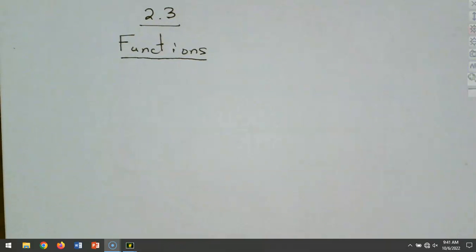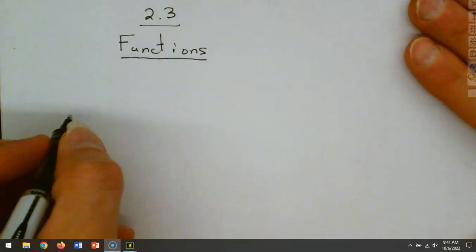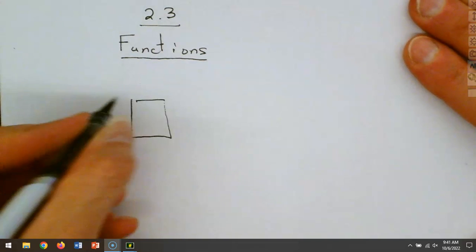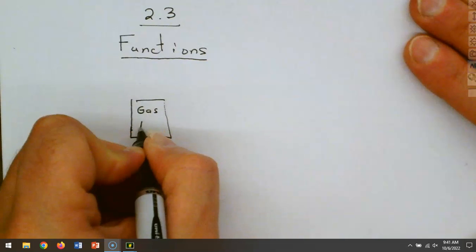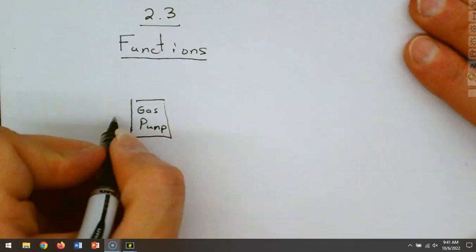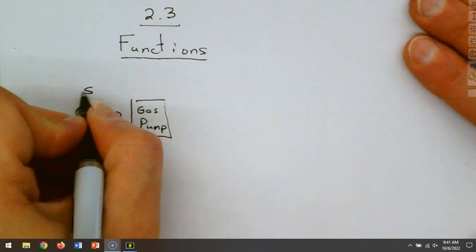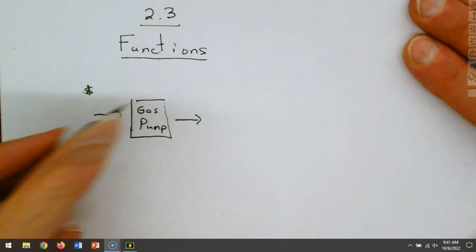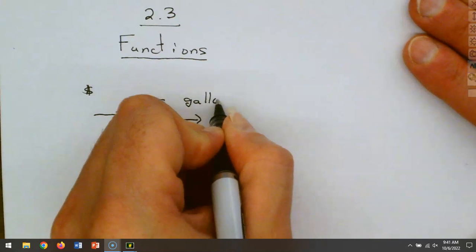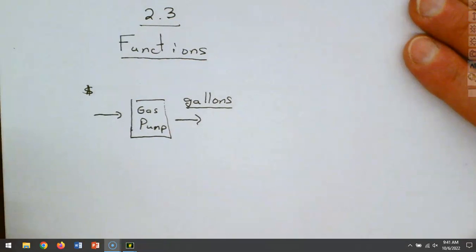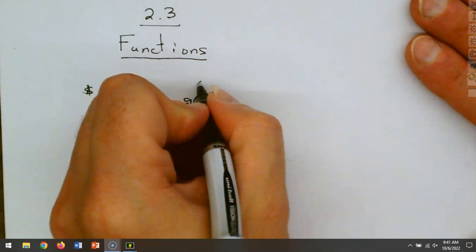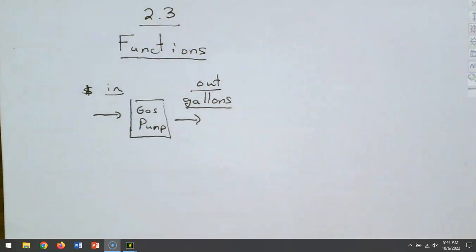And a classic example of that is, let's say, a gas pump. When I go to the gas station, a gas pump is an example of a function. Because when you go to the gas station, you put money in, and what do you get out? Gallons of gas. Something goes in, something else comes out. Okay, it changes it.